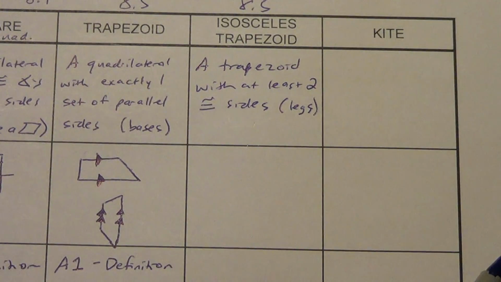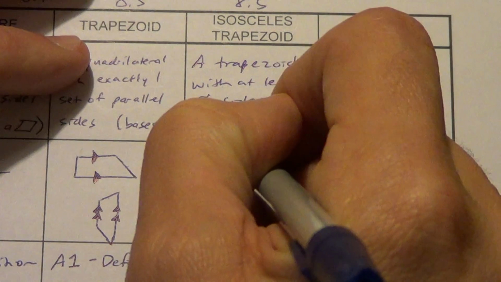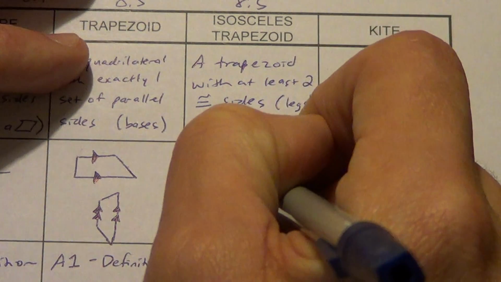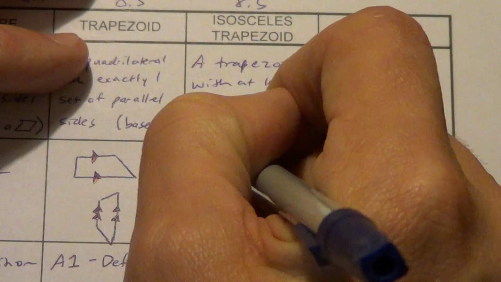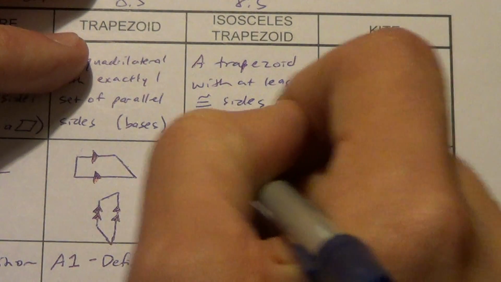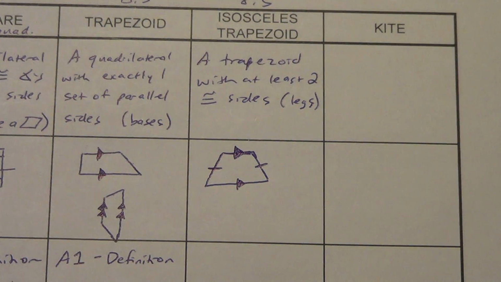All right, so let's draw a couple, maybe two examples here of isosceles trapezoids. So the first one would look something like this. Okay, so we got our bases that are parallel, all right, and then our legs are congruent. Okay, so there's one example. All right, hold on one second, and I'll be right back.